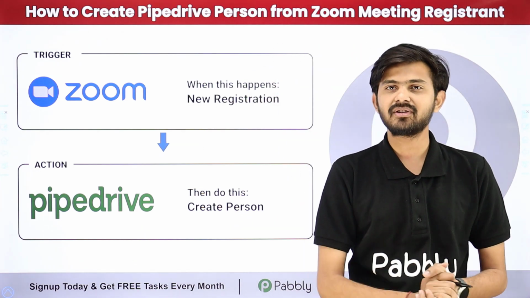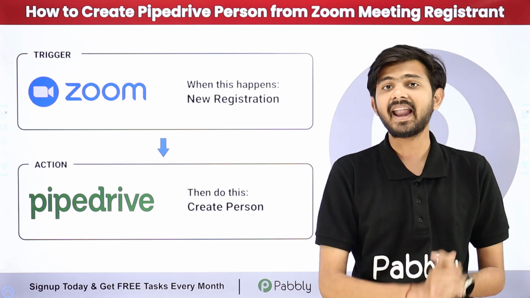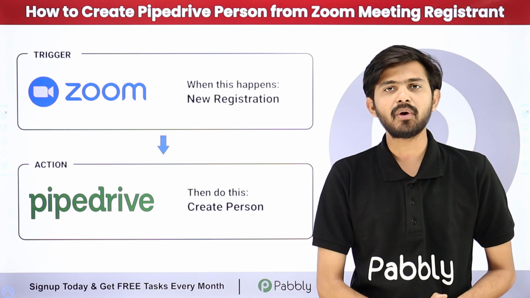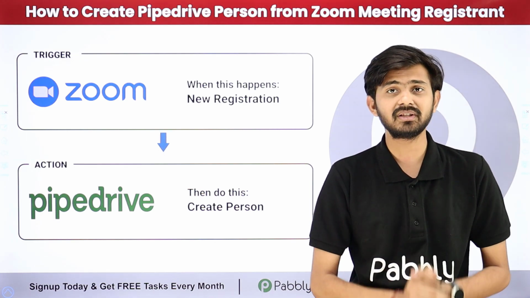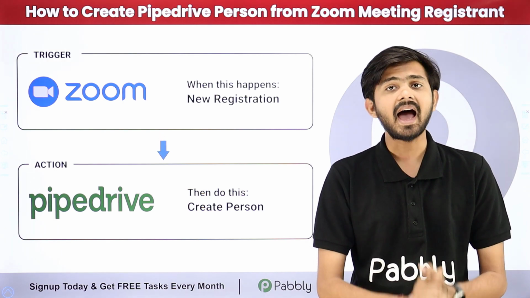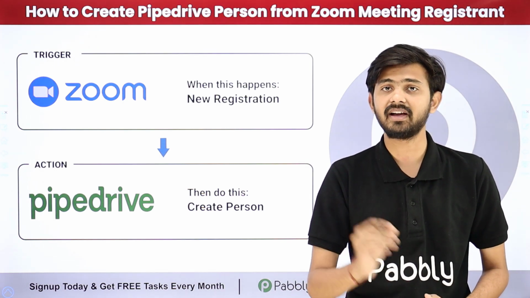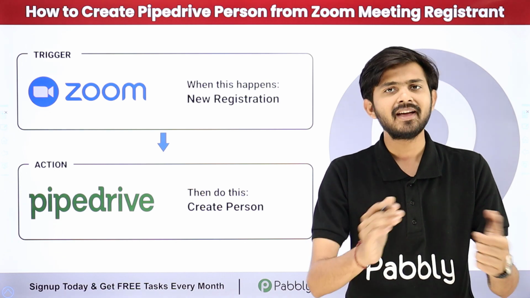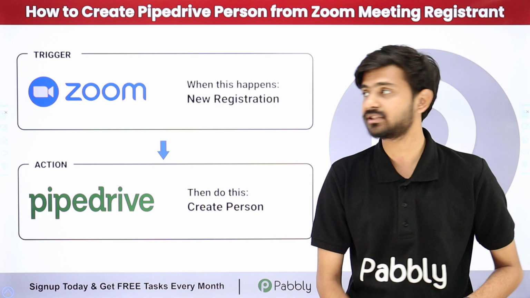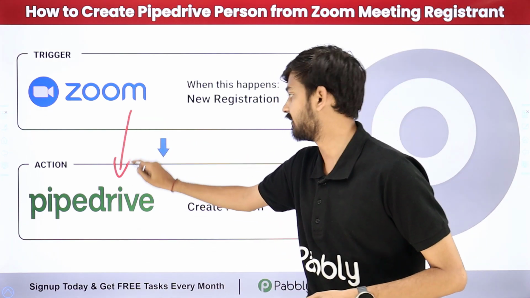I'm a sales manager at a B2B consulting firm and I've created some demo calls for my client by using Zoom. Here, whenever I receive a new registrant for my Zoom meeting, I want to automatically use that registrant's details to create a new person in Pipedrive, which is my CRM application. To do this automatically, I'm going to build a connection between Zoom and Pipedrive.